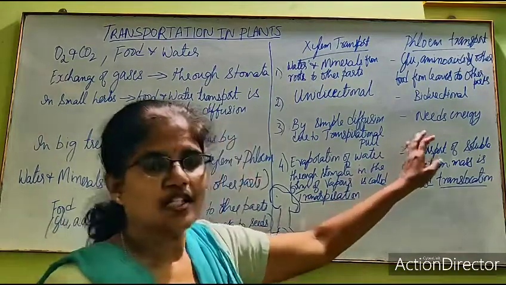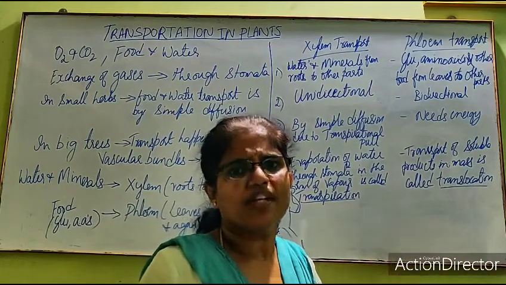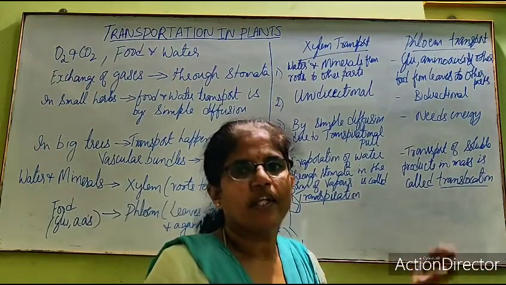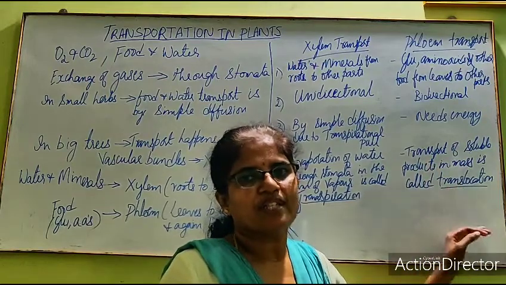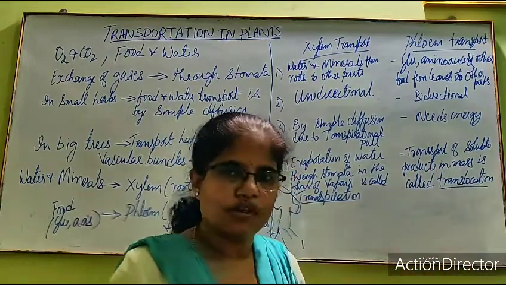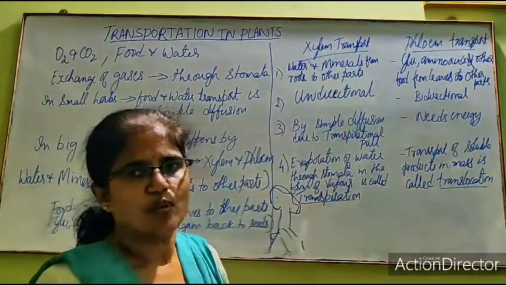Whereas transport of food materials, soluble food particles in mass, in bulk, is called translocation. That transport we term as translocation. Okay. These are the differences between xylem and phloem transport.